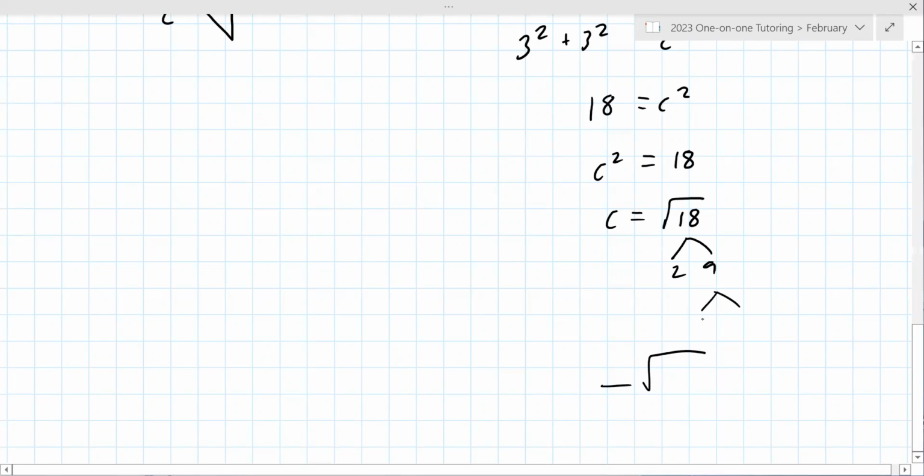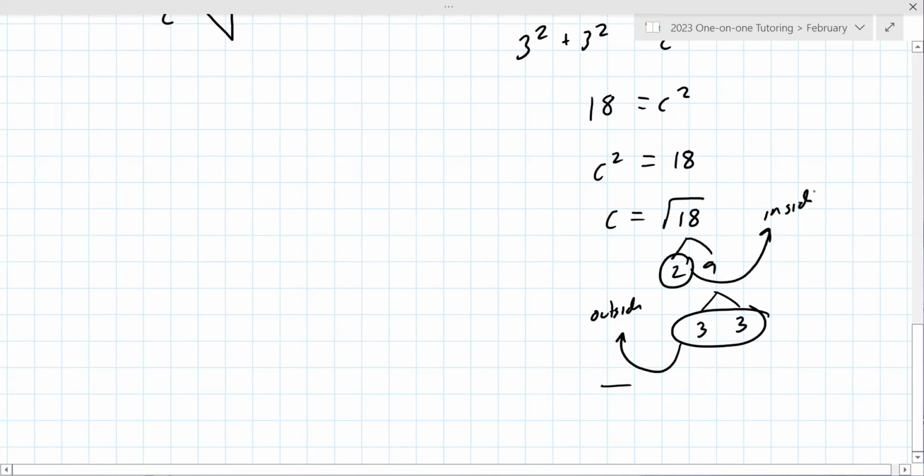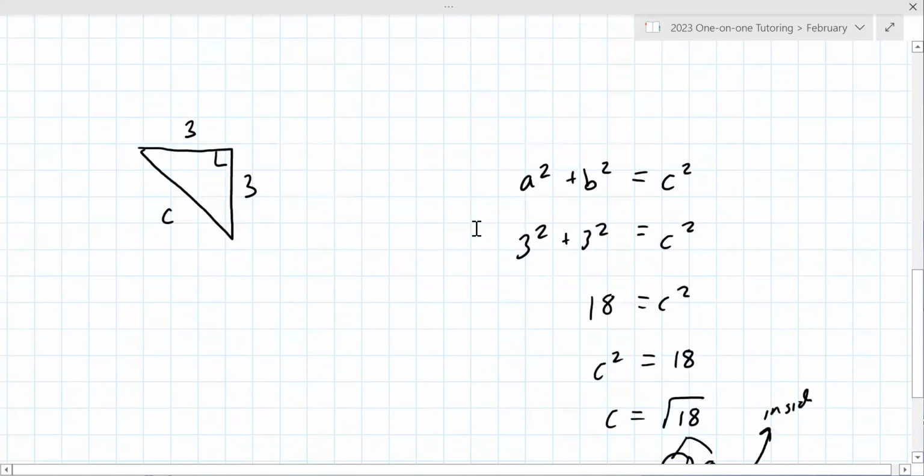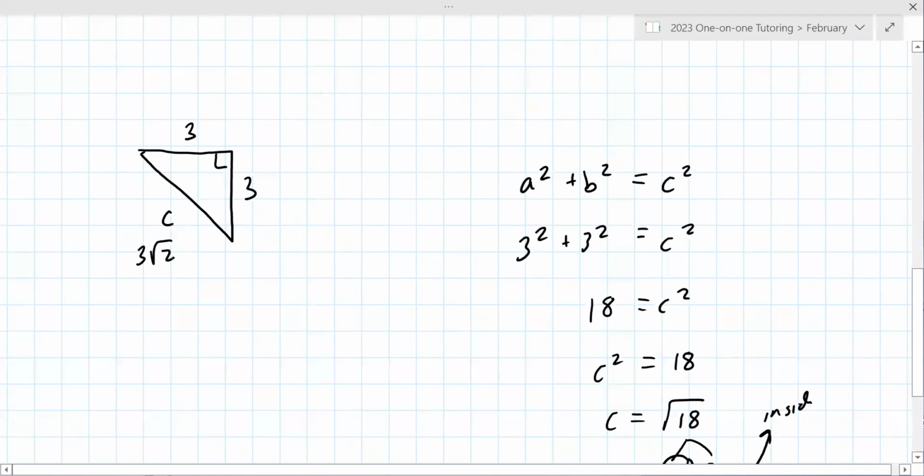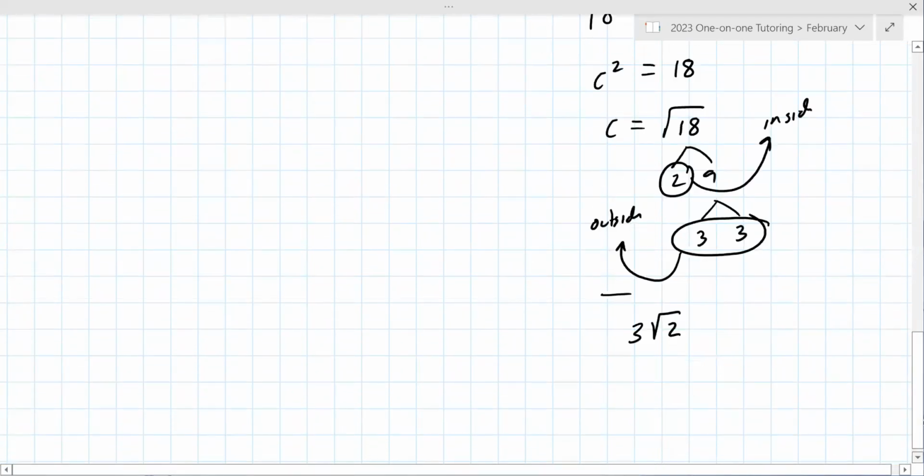Okay, so what is 9 reduced to? 9 reduces to 3 and 3. So you circle the pair. See how there's a pair of 3s? So 3 goes on the outside, 2 stays on the inside. Okay, so it's 3 square root 2. Let's look at another one here and see if we can notice a pattern.